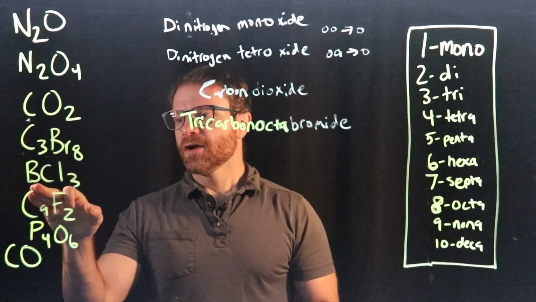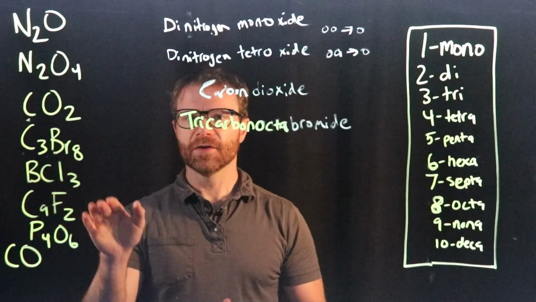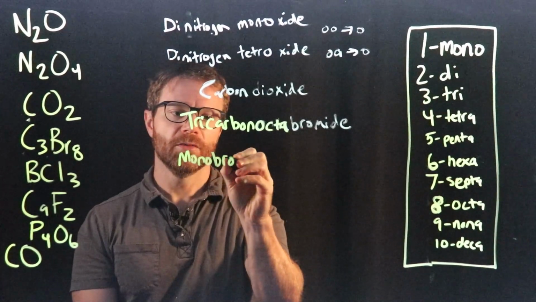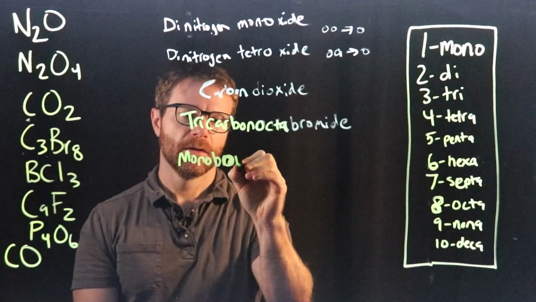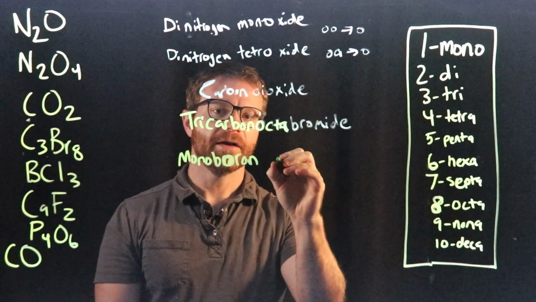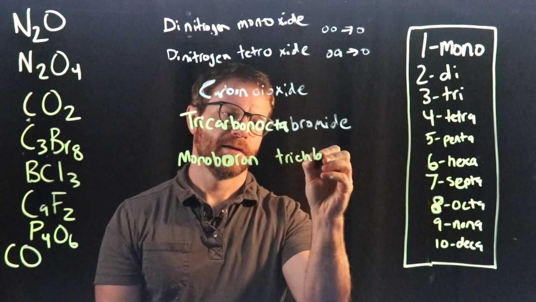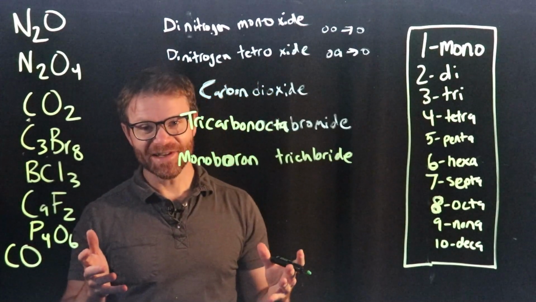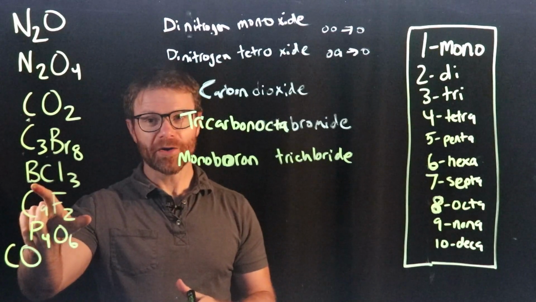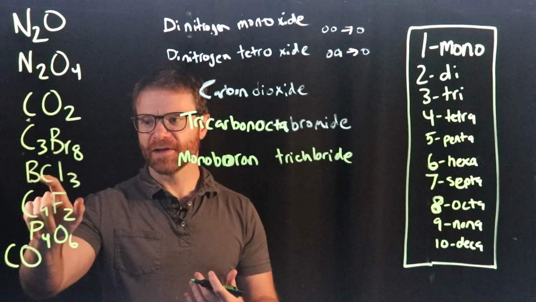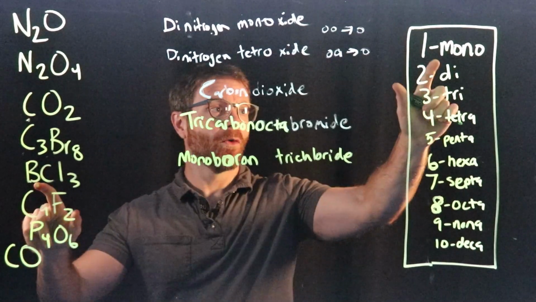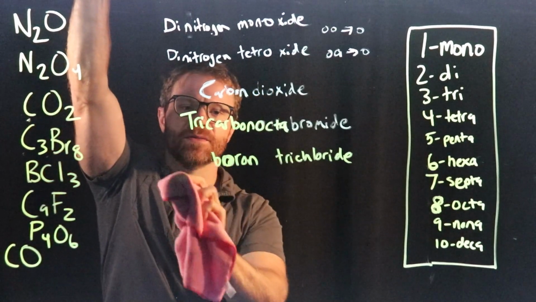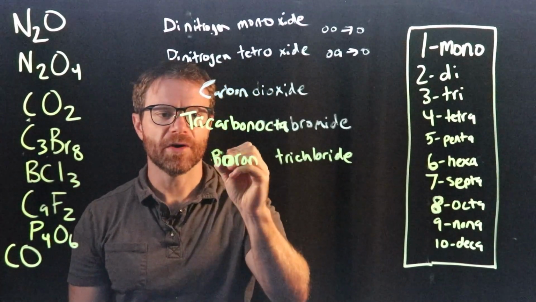Okay, here we've got 1 boron and 3 chlorines. So I'm going to call this monoboron trichloride. And oops, I made another mistake. Did you catch it? It's the monoboron. If it's the first thing in the chemical formula, like this boron here, and there's one of them, you don't need to use a number prefix for mono. So this is just boron trichloride, not monoboron trichloride.